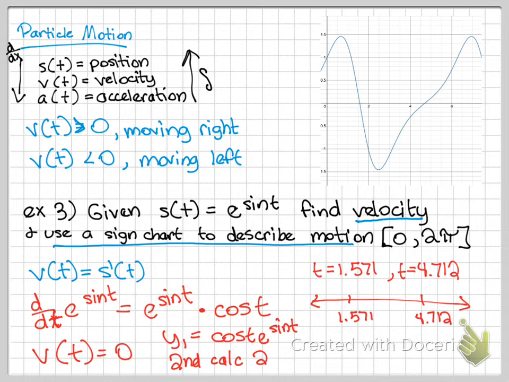And then if I look at values, or if I look at the graph of the derivative even, I can see that on the left side of 1.571, my velocity is positive. In between those two critical values, it's negative. On the right side of 4.712, it's positive. So I can see that my function goes from increasing to decreasing to increasing. So it's moving right, then switches and starts moving left, and then starts moving right again. And hopefully you've seen that in your calculator.